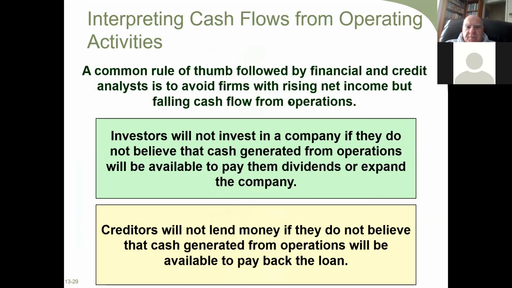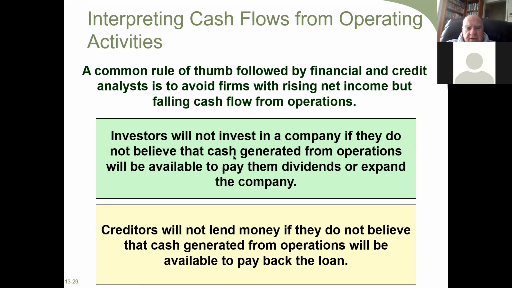Interpreting cash flows, a common rule of thumb followed by financial and credit analysts: avoid firms with rising net income but failing cash flow from operations. That's a real red flag. They're reporting that they're making money, but they're running out of cash.